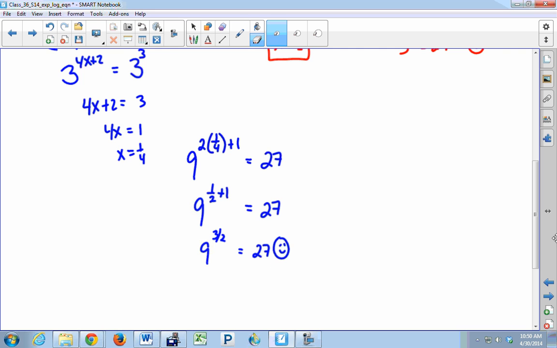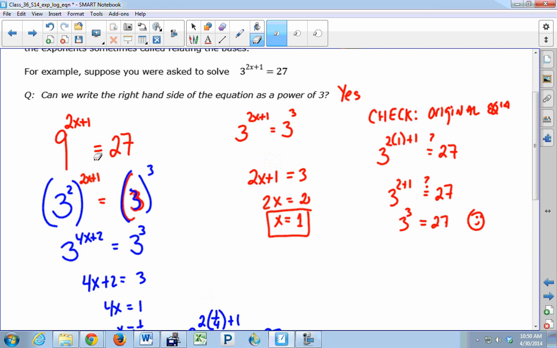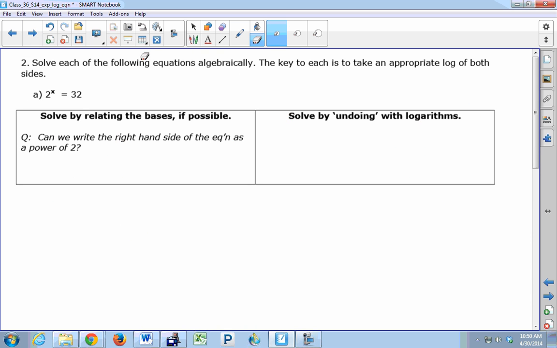So if you happen to start off with something that doesn't look like it's the same base, like here where you can just turn 27 into 3 cubed, first check to see if you can make the same base on both sides, because sometimes you just have that little extra step. Okay. All right, so let's take a look at our next one. So here I've formally written out both methods. Solve by relating the bases if possible, and if not, we're just going to go right back to what we're familiar with, which is undoing using logarithms on both sides.